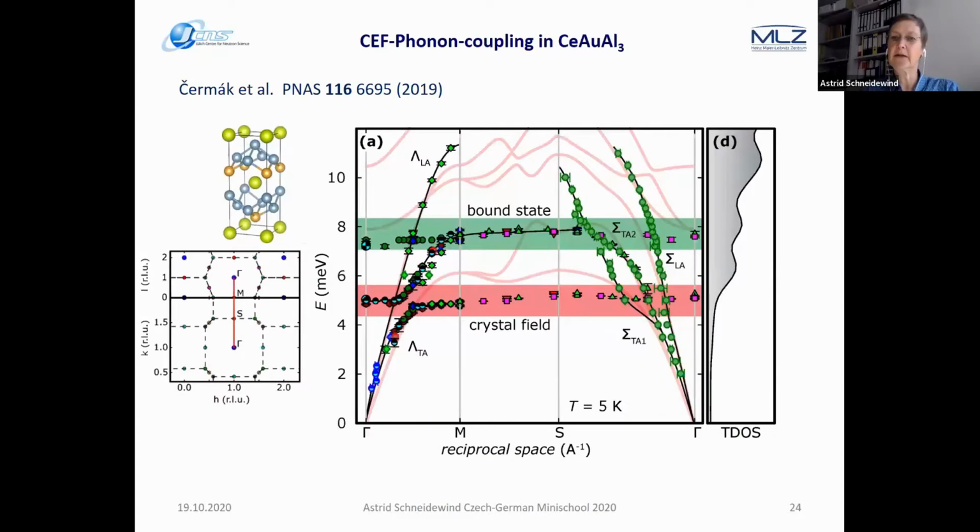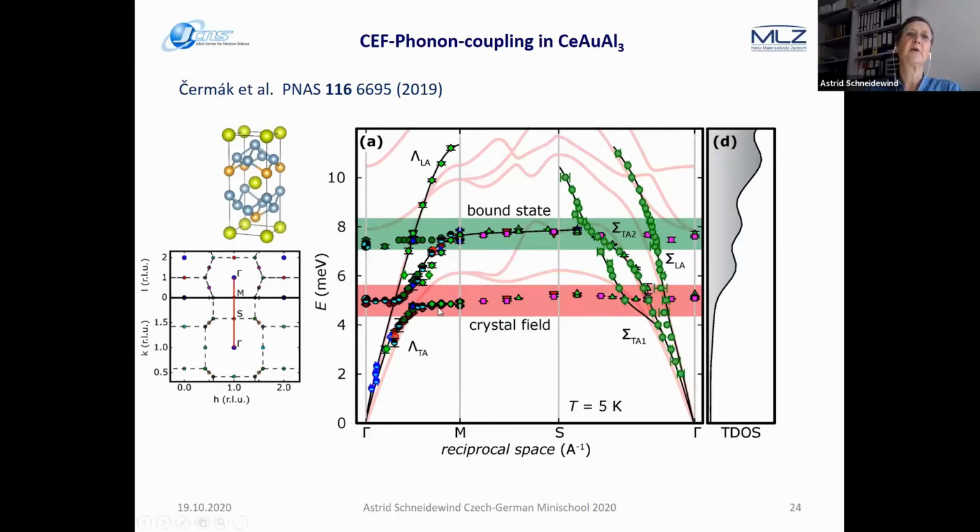And last but not least, you can have a coupling of phonons and magnetic excitations, which we could show in the work of Petter some time ago. We have here a picture of energy over reciprocal space, and we have some phonons along the different crystal directions. And we have the crystal electric field, which is a dispersionless magnetic excitation due to the local moments at the rare earth place.